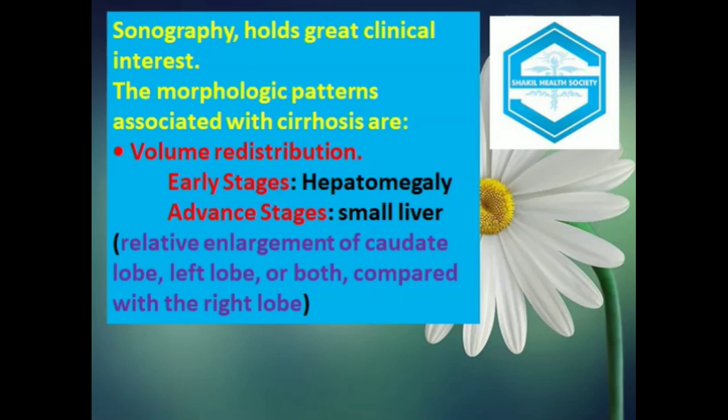Sonography holds great clinical interest. The morphologic patterns associated with cirrhosis are, first of all, volume redistribution. In early stages, hepatomegaly is observed, while in advanced stages, the liver becomes smaller. Relative enlargement of the caudate lobe, left lobe, or both compared with the right lobe is revealed.